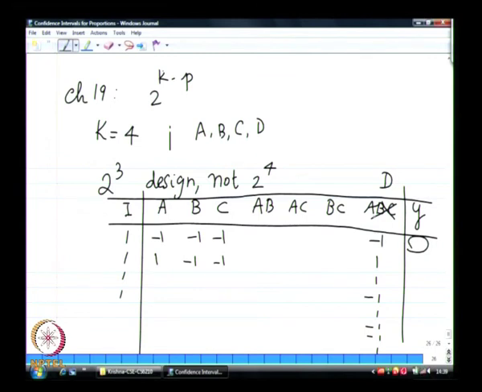So if I replace some other column with D, will it make a difference? It will make a difference to the type of experiments you are running. If it is this one, for example, this is 1, 1 or 1, minus 1 and so on. If this were to be D instead of that, then just the levels at which you are experimenting in each case are going to be different for D.